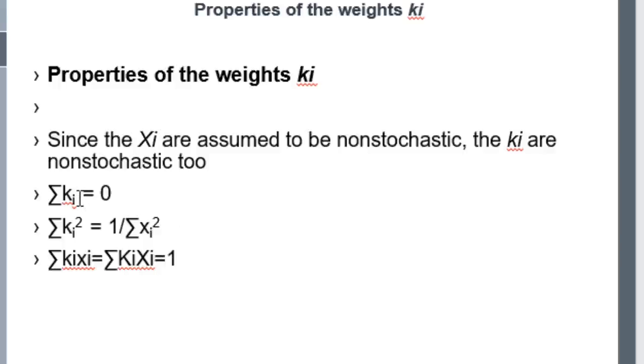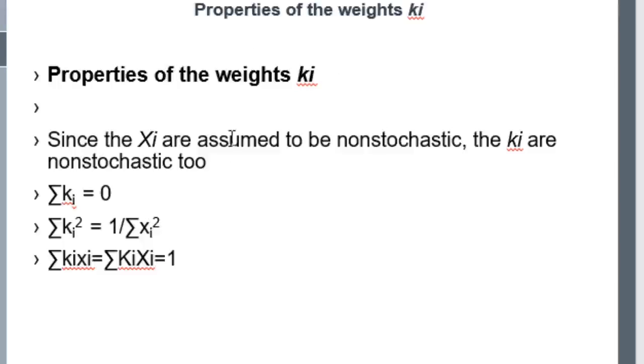That is, sigma of xi by sigma xi square equals 0, sigma of xi by sigma xi, the whole square, equals 1 by sigma xi square, then sigma of xi by sigma xi square into xi equals 1. These are the properties of the weight ki.